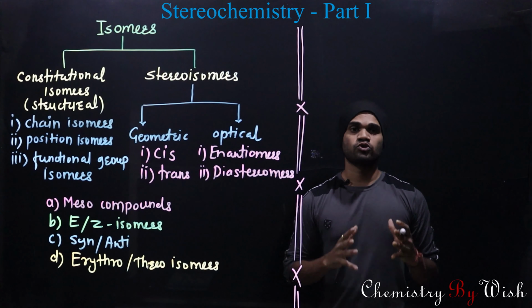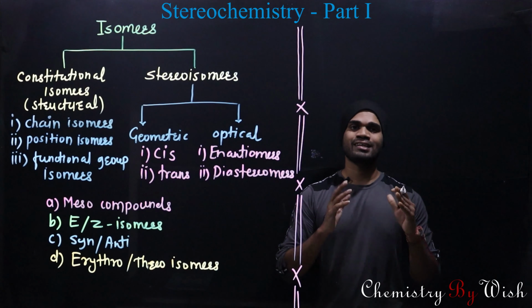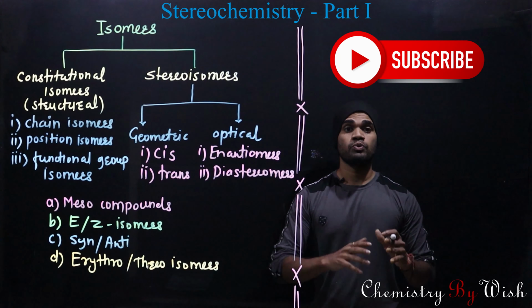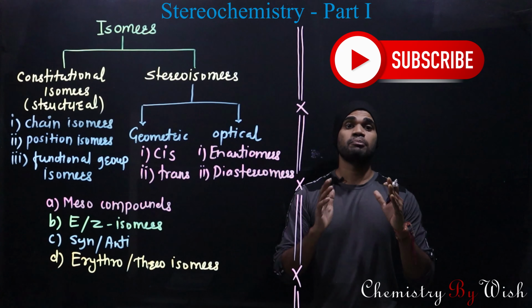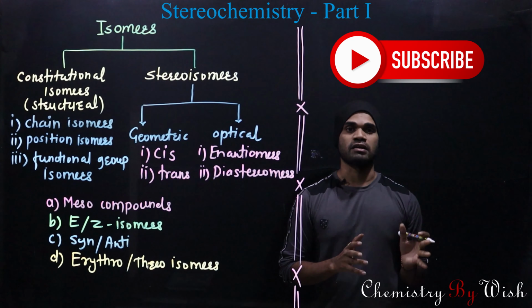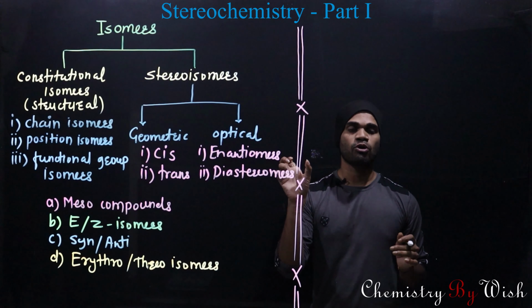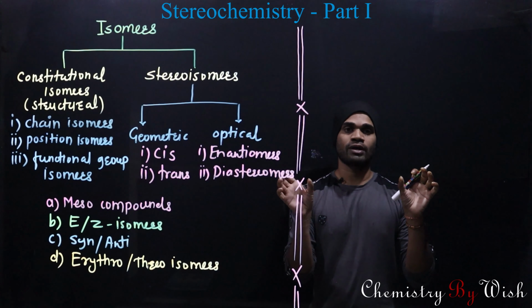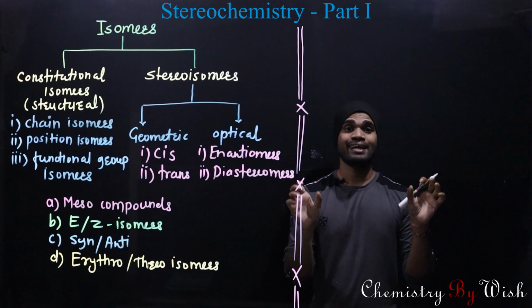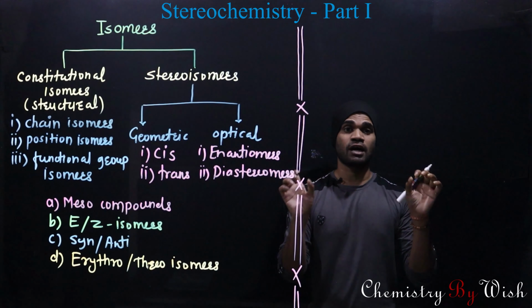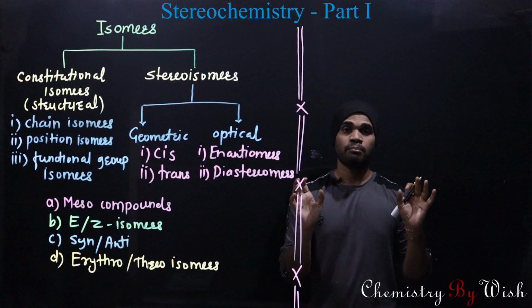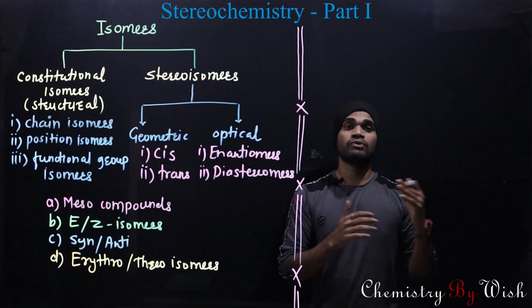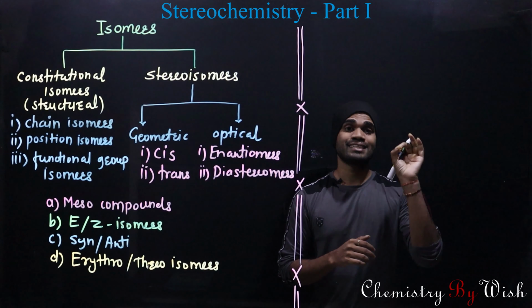So what are isomers? Isomers are compounds or molecules with the same molecular formula but a different arrangement of atoms in space. Their molecular formula remains the same. If two molecules are isomers, how can we say so? They have the same molecular formula, with the same carbon, same hydrogen and same oxygen, but the arrangement of the atoms is different. So those molecules are called isomers.